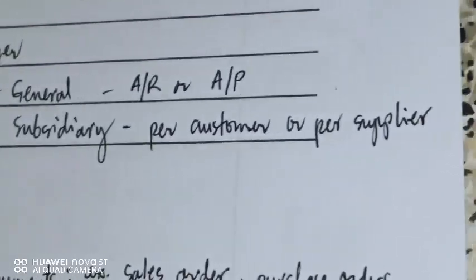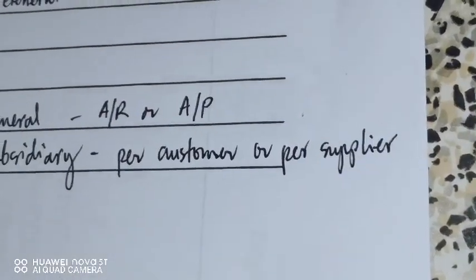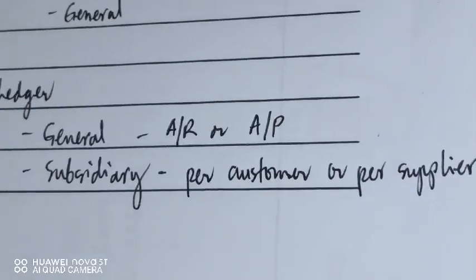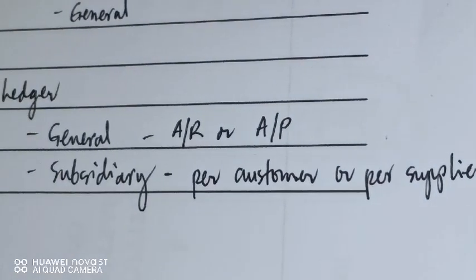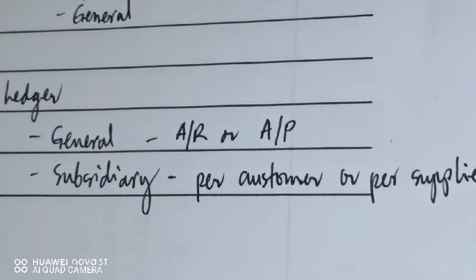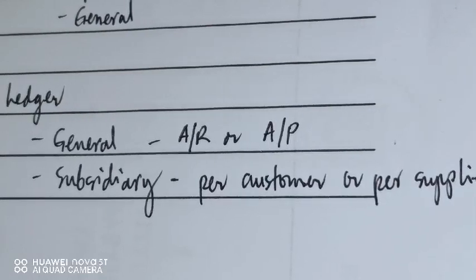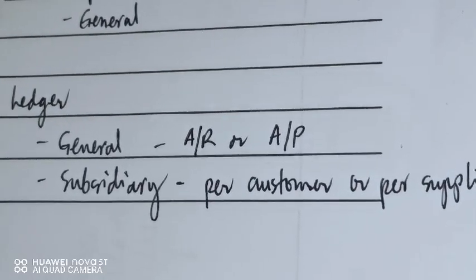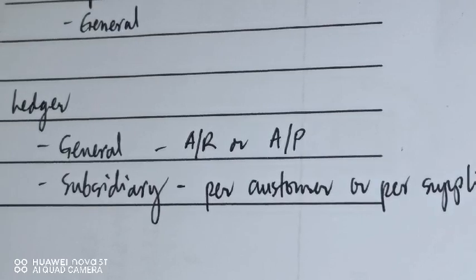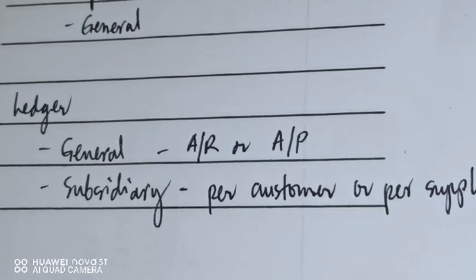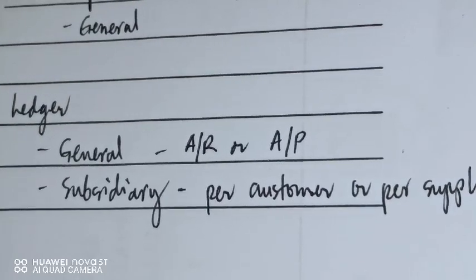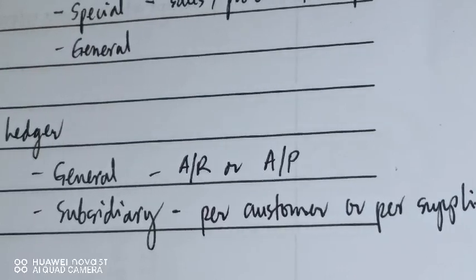Okay? Or pwede rin sa supplier na doon makikita natin, for example, for a company, magkano pa ba yung receivable natin for that specific customer. And then all of the balances of those customers will then go to the general ledger, which is the accounts receivable. So that is one of the example of that.